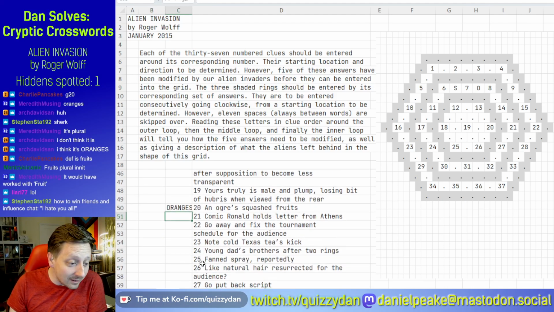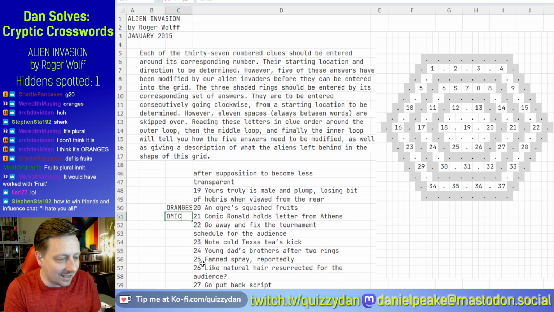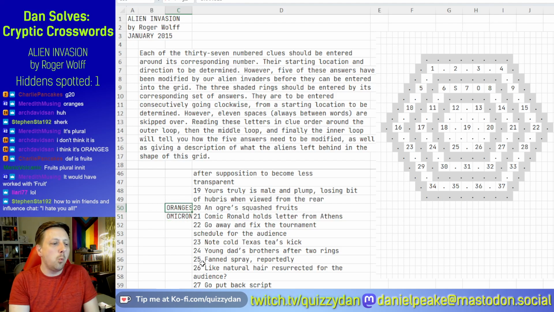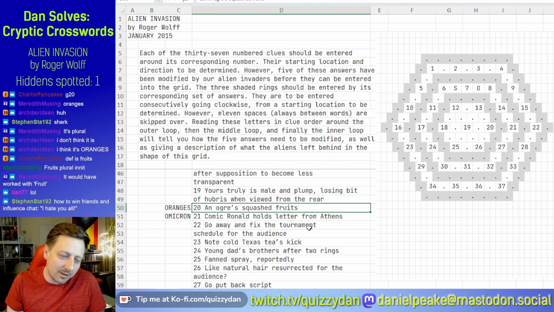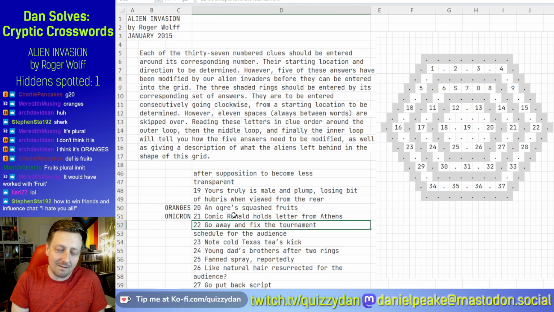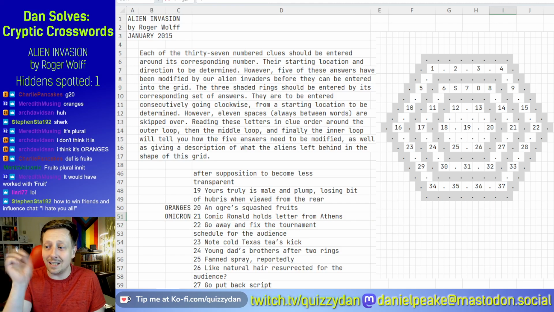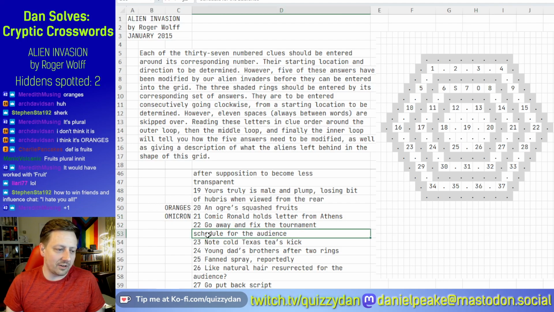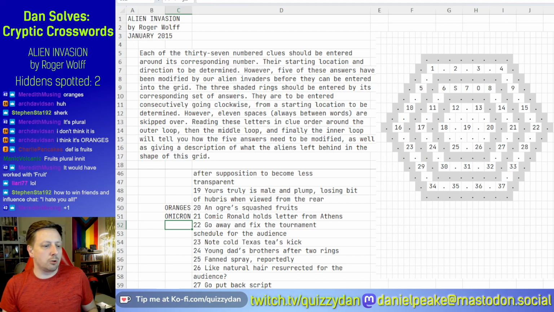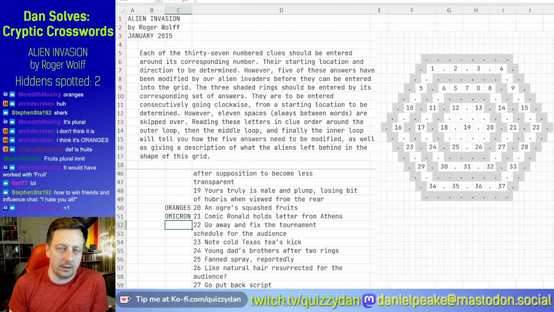Comic Ronald holds letter from Athens. Yeah, Omicron, that's a 7 as well. What is going on here, my friends? Those are not 6-letter answers. This is a hidden. So that's my favourite. Ding! So it's hidden in Comic Ronald holds letter from Athens. It's an Omicron.